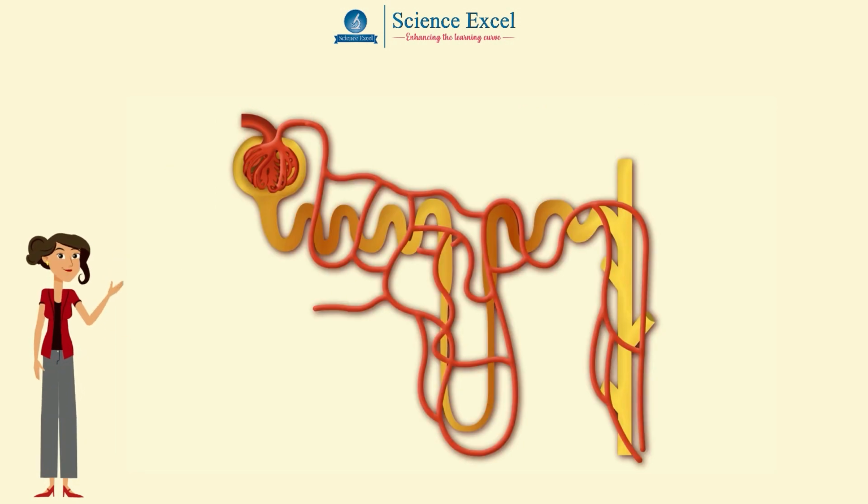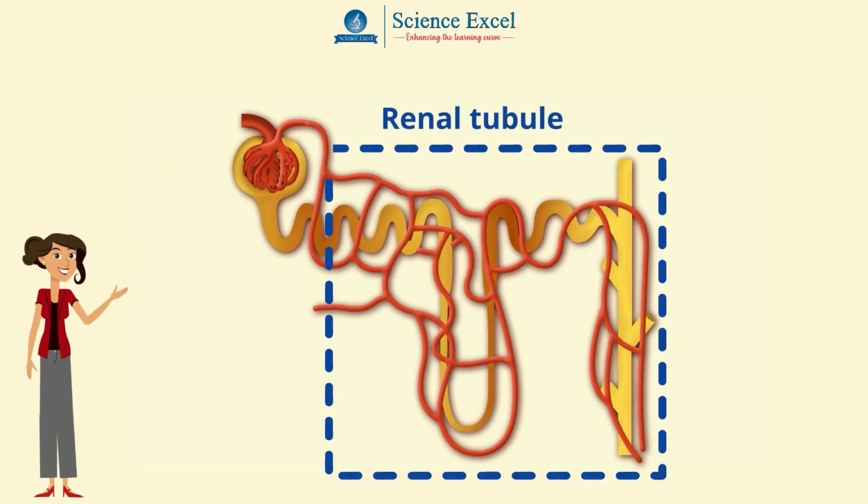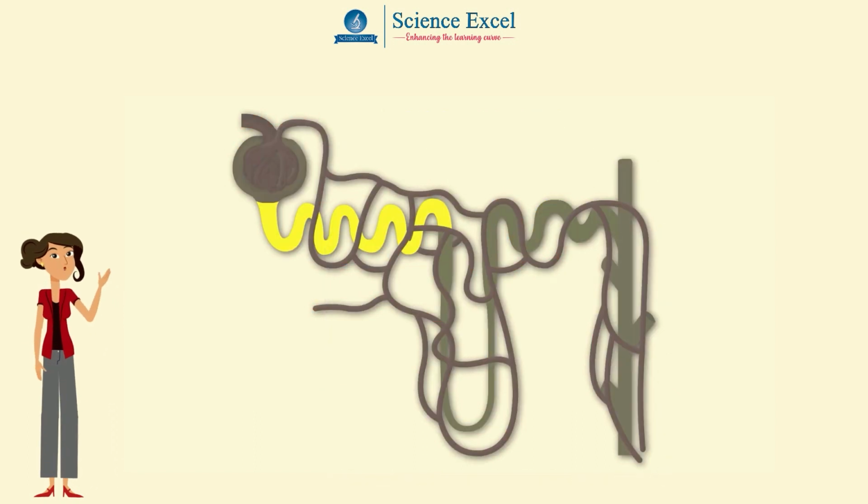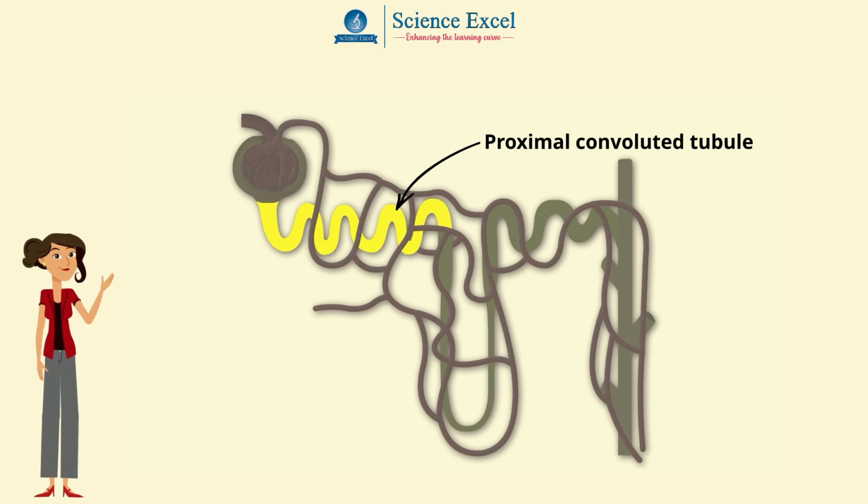Now let us understand the renal tubule. The renal tubule is a long and convoluted structure that emerges from the glomerulus. The first part is called the proximal convoluted tubule, PCT, due to its proximity to the glomerulus. It reabsorbs most of the essential substances back into the blood.